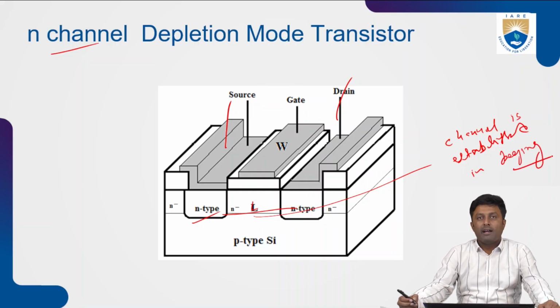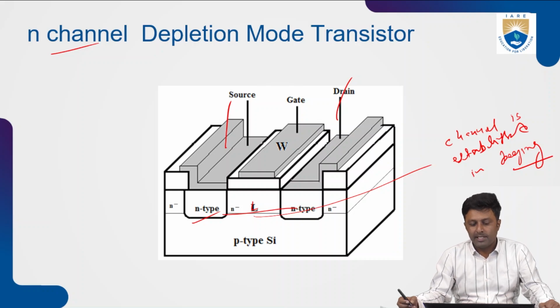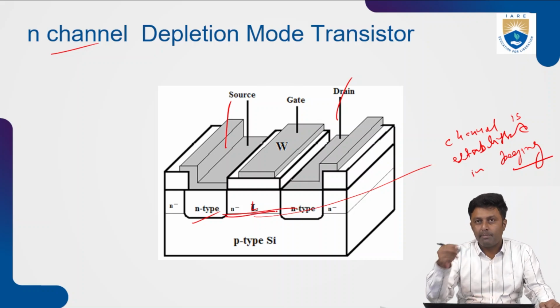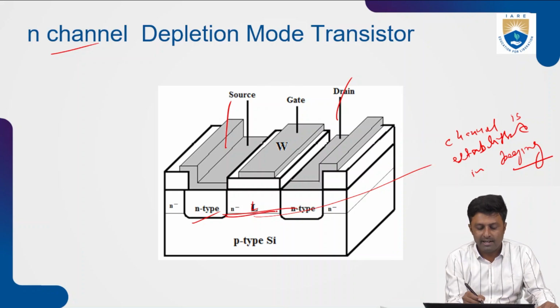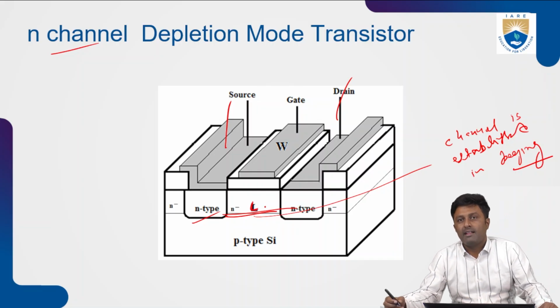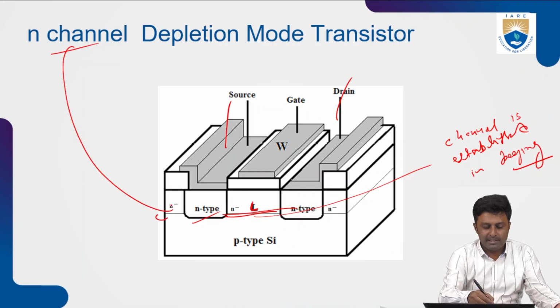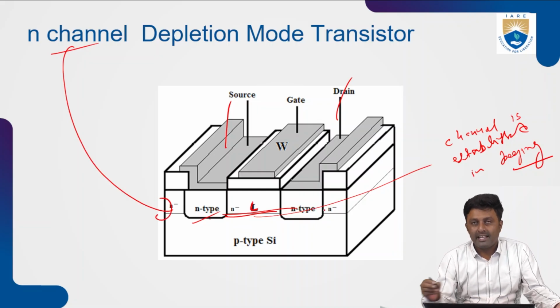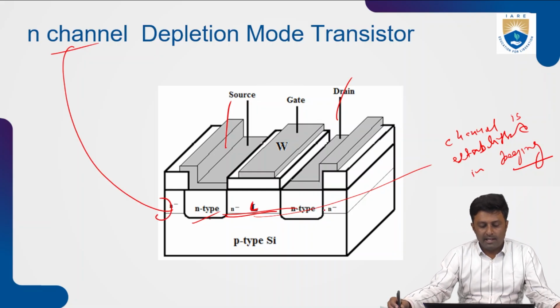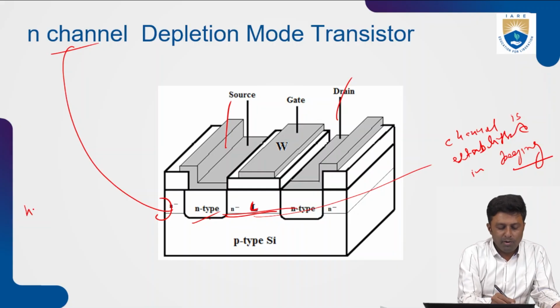That is the difference between the enhancement and depletion. So in the depletion type transistor, in the beginning only the channel will be present and it is shown with the length of L. Okay, so here also 4 terminals are there. Since it is an N-type transistor, the source and drains are heavily doped. Why do we dope heavily? Because we require good conductivity between the source and drain.